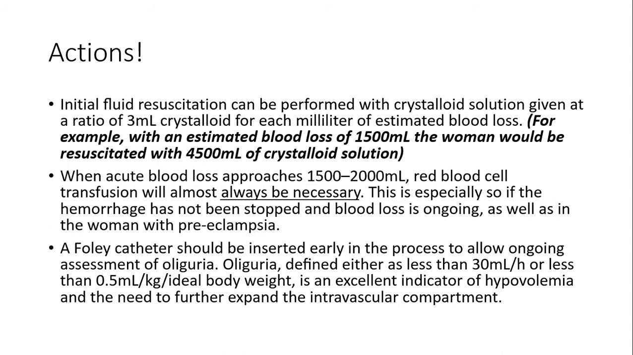Please don't forget about the Foley catheter. You need to control their urine output, the work of the kidneys. So in case of oliguria, which is defined as 30 milliliters an hour or less, it is an excellent indicator of hypovolemia and the need to further expand the intravascular compartment.